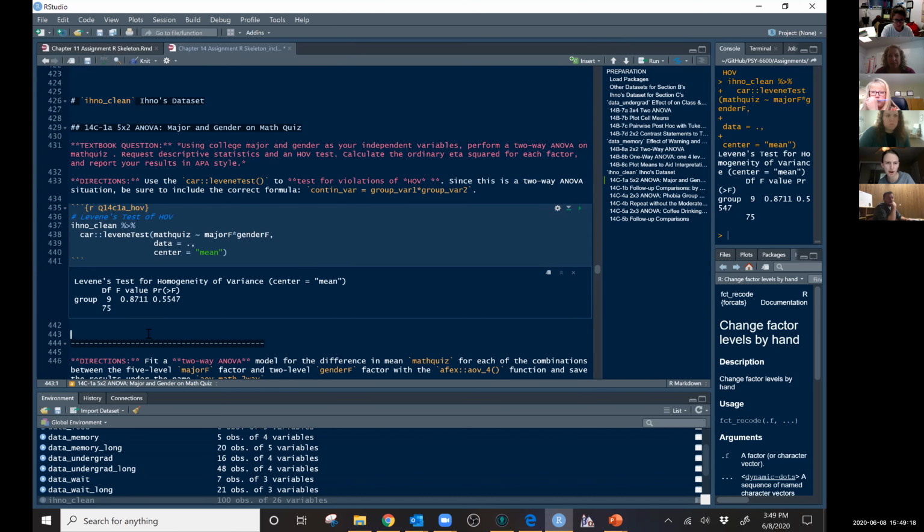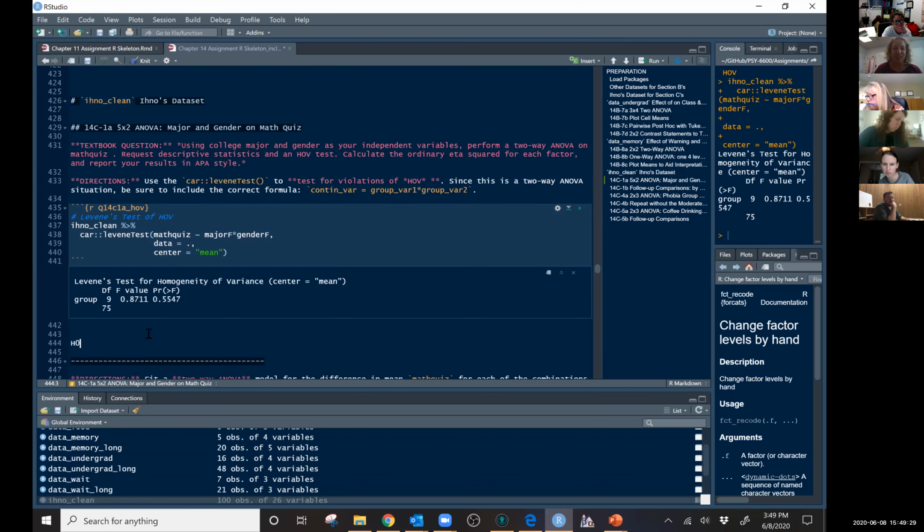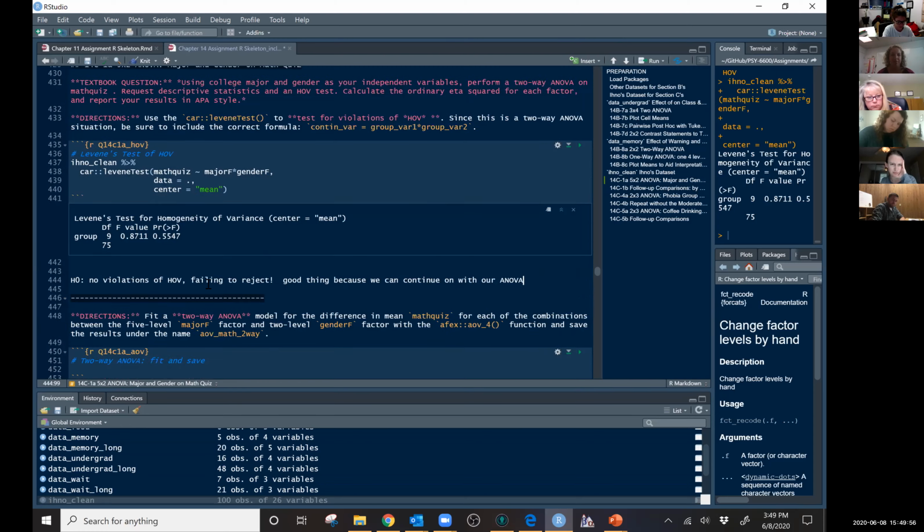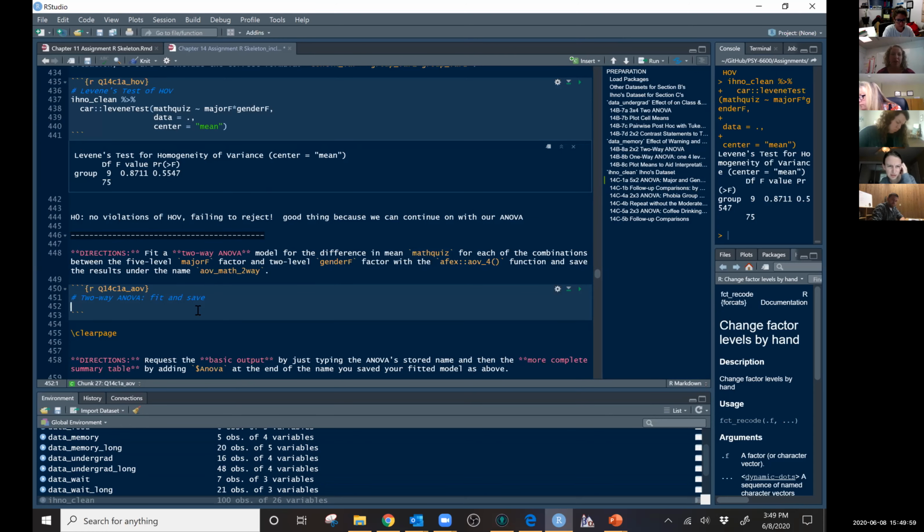So what does this Levene's test tell us? Everything's good. We have homogeneity of variance. With the Levene's test, the null hypothesis is that there's no violations of homogeneity of variance. And we are failing to reject, which is a good thing, because we can continue on with our ANOVA. Yay! Okay. So we're going to fit our two-way ANOVA.